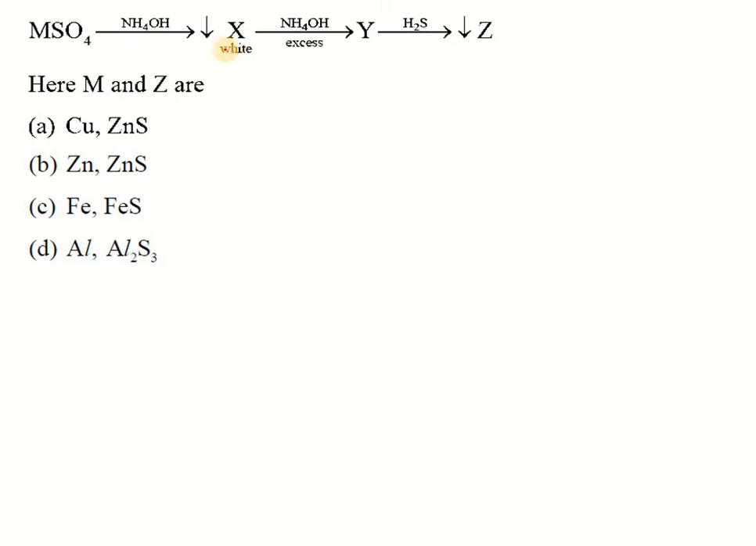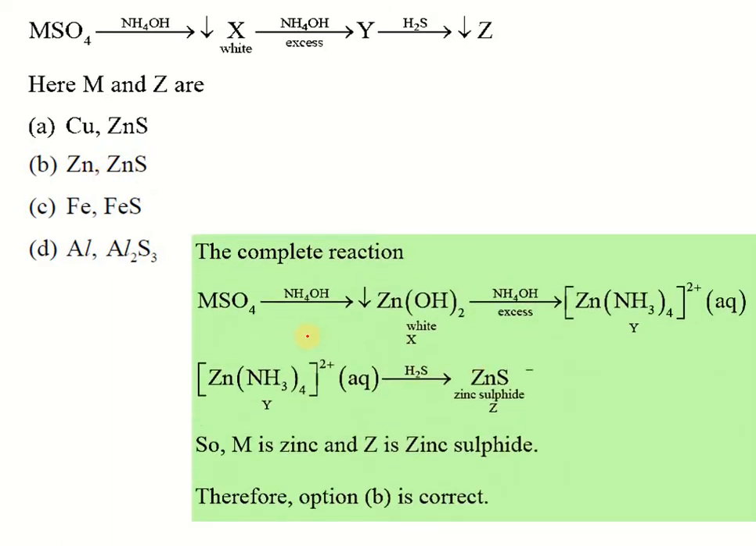MSO4 gives rise to X, which is a white precipitate, and X gives Y, Y gives Z. These are continuous reactions with sodium hydroxide, ammonium hydroxide and H2S gas passed. Here, what are M and Z? If you take this list of options, in the qualitative analysis, the salt analysis, the zinc fourth group elements, we will use ammonium hydroxide and H2S gas.